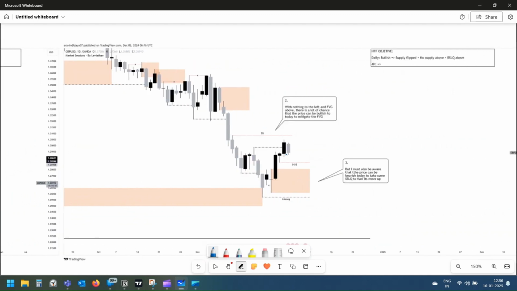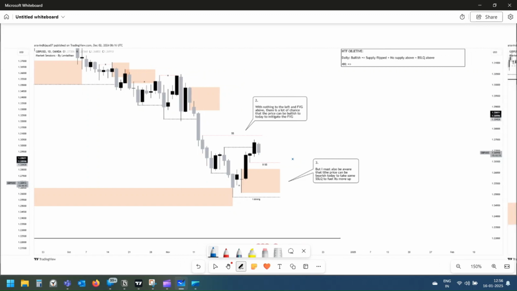So yeah, price actually made a bullish IBOS, but there is a chance of price coming down. Why? There is nothing to the left and there is only this sell side liquidity. So price can push further up and take out this buy side liquidity. Once the price takes out that buy side liquidity, it can push down to take out this sell side liquidity and mitigate into this daily demand zone.